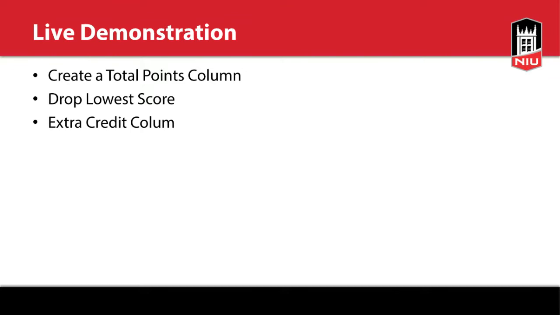All right, so in our live demonstration here, I'm going to show you how to create a total points column. Then we're going to show you how to drop the lowest score, and finally how to create an extra credit column. If you will give me just a second, I need to switch over to the live presentation. So give me just a moment.